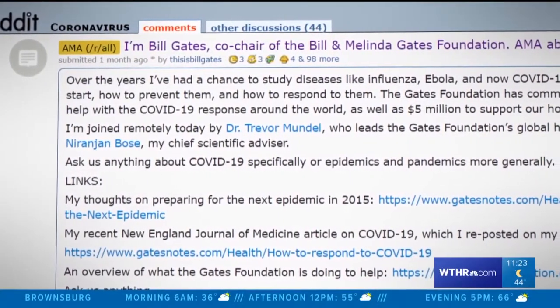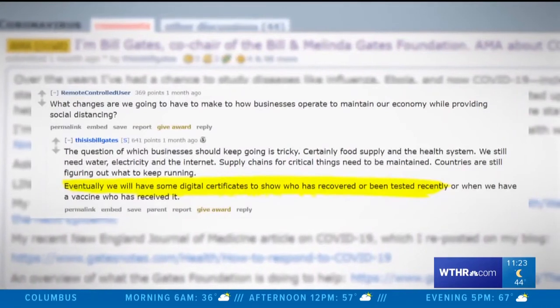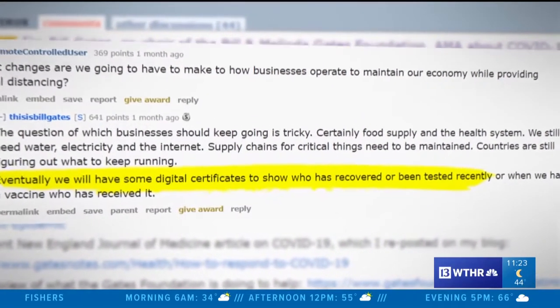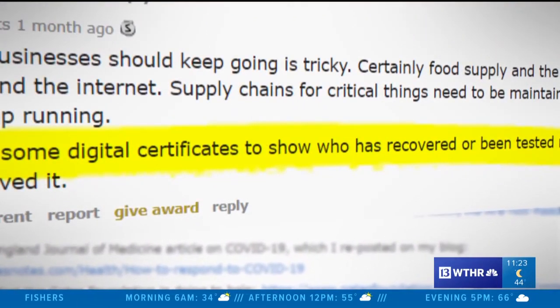Bill Gates. Gates was talking about the Bill and Melinda Gates Foundation and how they're tackling COVID-19. Now, one of his answers was about people safely returning to work. He wrote that a system of, quote, digital certificates could be used to show if you've already been tested or eventually vaccinated. And that answer went viral.